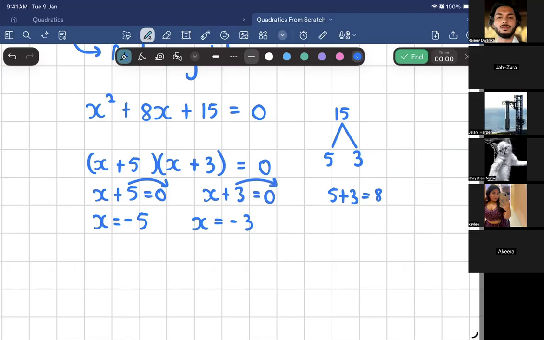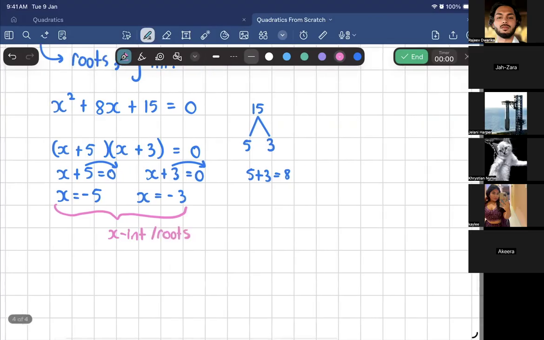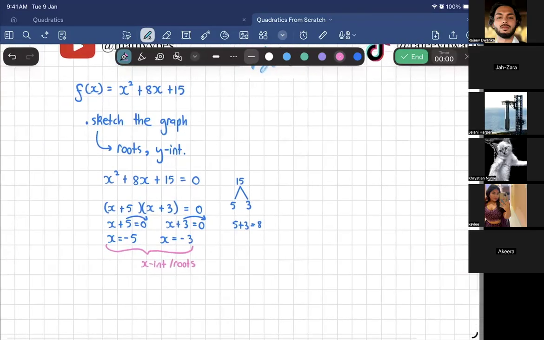Yes, sir. Great. So we just figured out the what over here. What are these? Those are where the x-intercepts are on the graph, sir. Right, this is where the graph cuts the x-axis. The x-intercepts are the roots. And where's the y-intercept? The y-intercept is 15. Nice, nice, man.